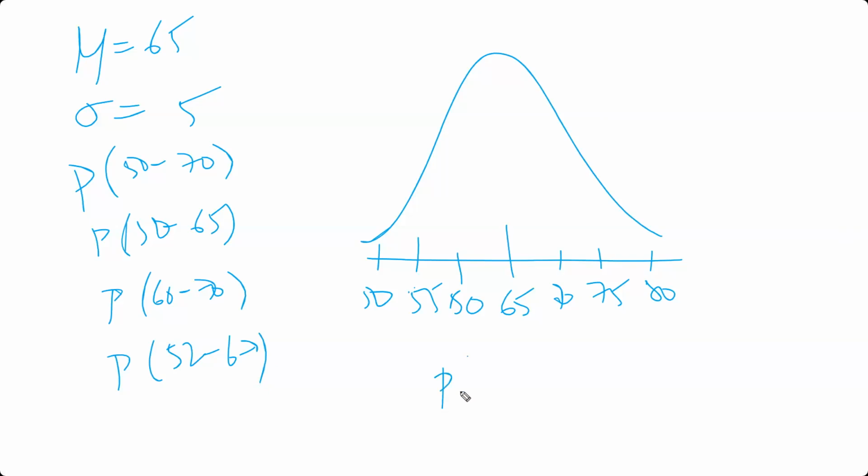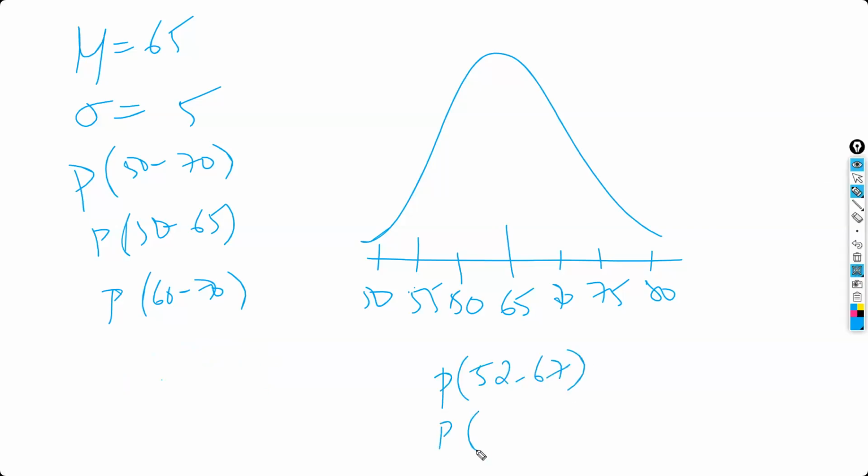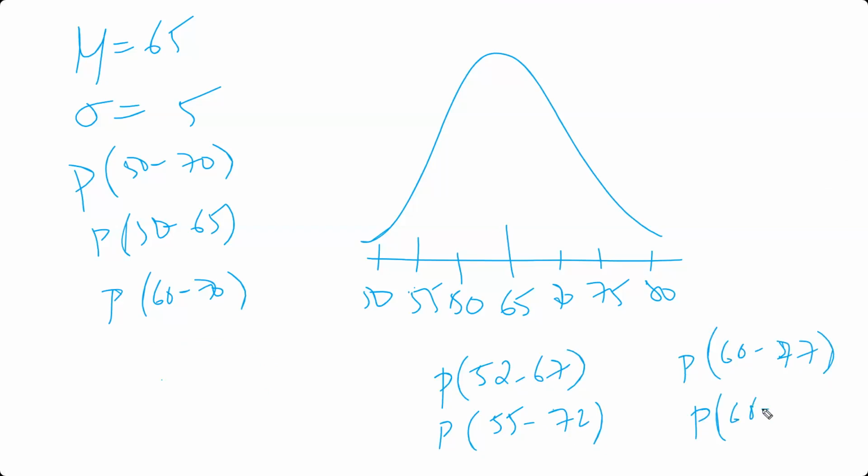What is the probability of 55 to 72? What is the probability of 60 to 77? What is the probability of 68 to 77?